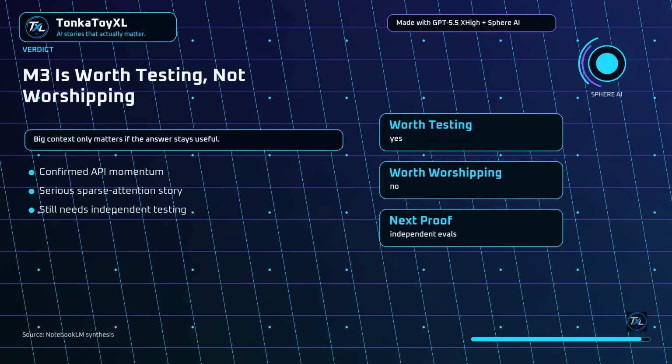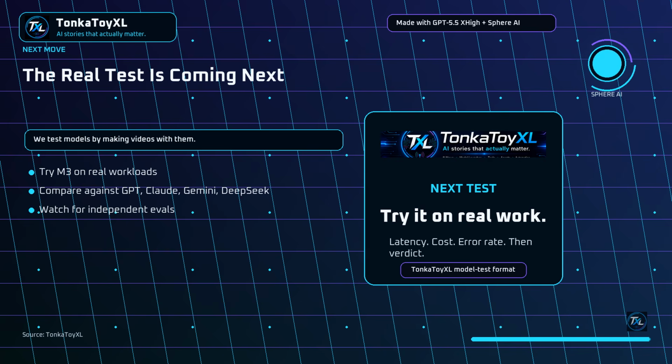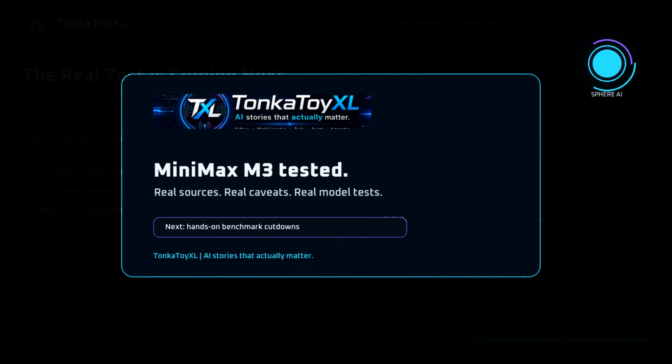My verdict, MiniMax M3 is absolutely worth testing. But do not worship the spec sheet. A giant context window only matters if the answer stays useful, the latency stays reasonable, and the cost does not surprise you later. So the next move is obvious. We test it on real work, compare it against the major models, and see if the speed claims survive outside the launch window. That is the TonkaToyXL model test format.